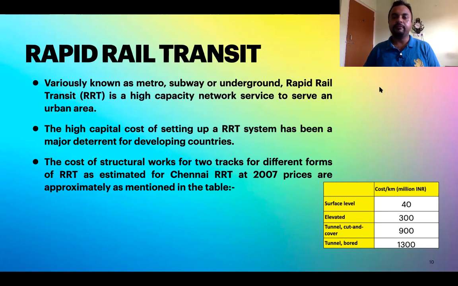In India also, we have very few cities having rapid rail transit. Why are we not having it in all the cities? Because of the cost. Here is a table showing you the cost of construction. If it is surface level, it is 40 million Indian rupees per kilometer. If it is elevated, the cost is more. We do not see surface level, very rarely. Mostly we see elevated or underground.